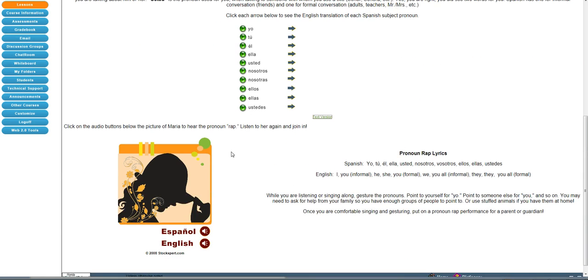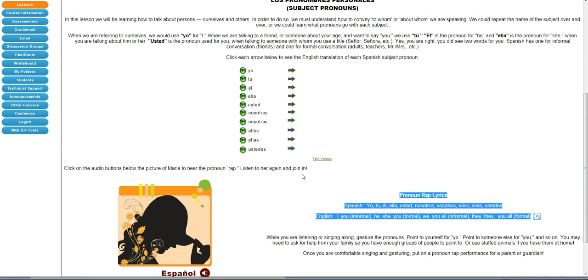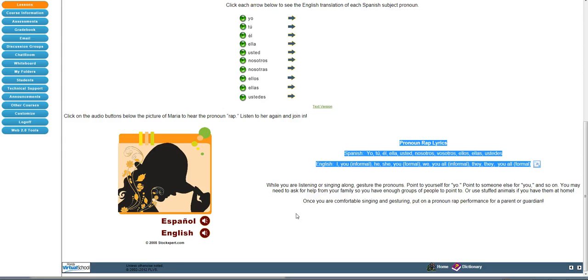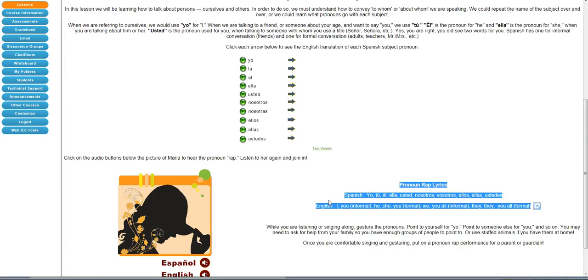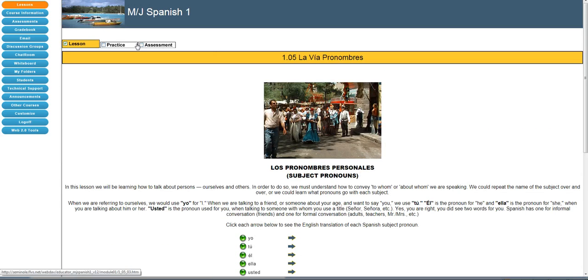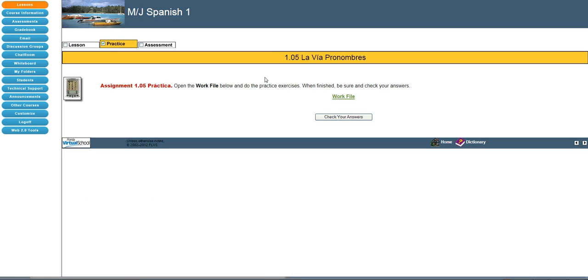If you're a musical person, there's a little rap here you can listen to help you learn these pronouns. You need to know these inside and out, meaning you need to know them very, very well, just by understanding them. So it's really important that you continue to practice these pages, that you know how to say these, and you know what each of these are. Once you've done your practice, you're going to move on to the practice tab, and there is a worksheet that you're going to do, and then you're going to check your answers, okay?